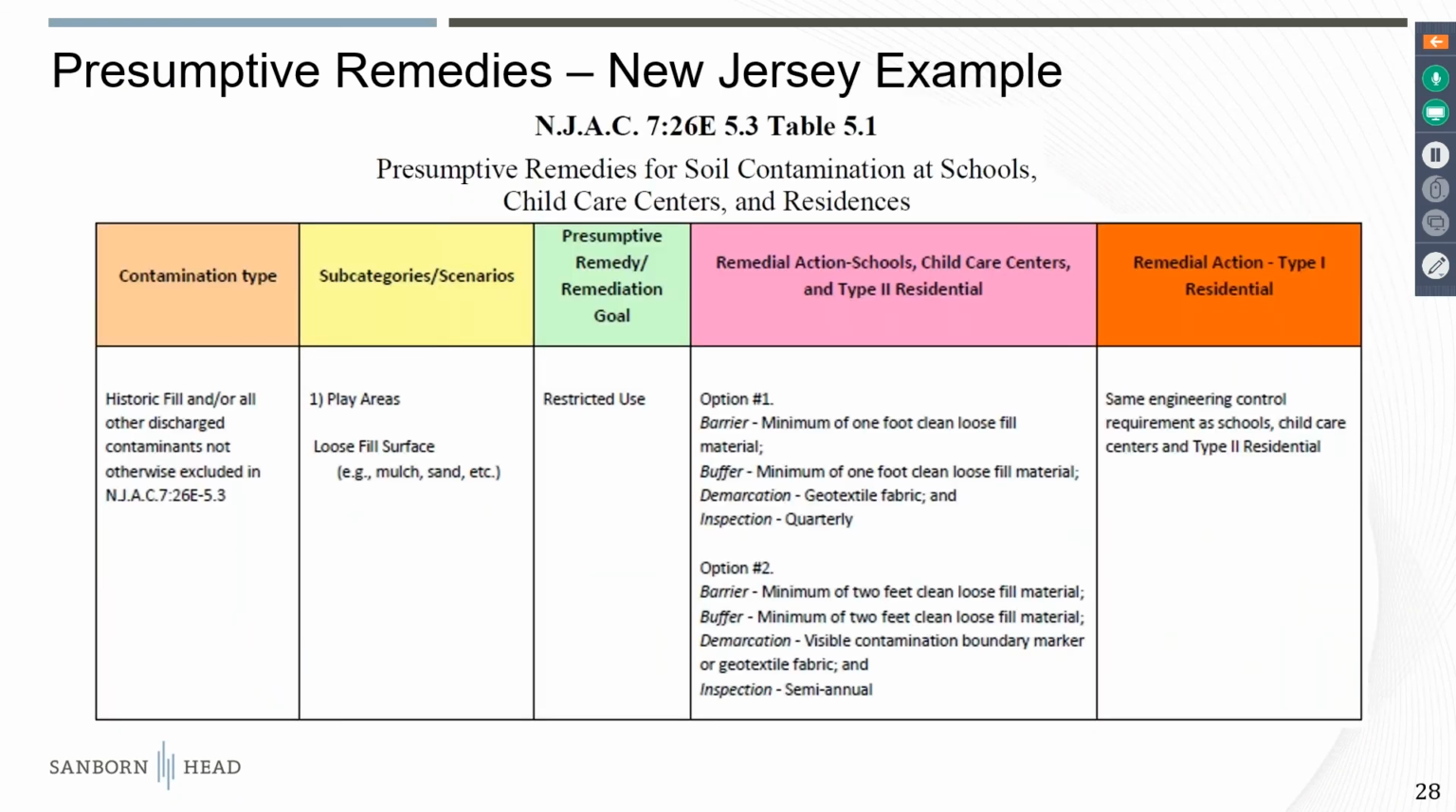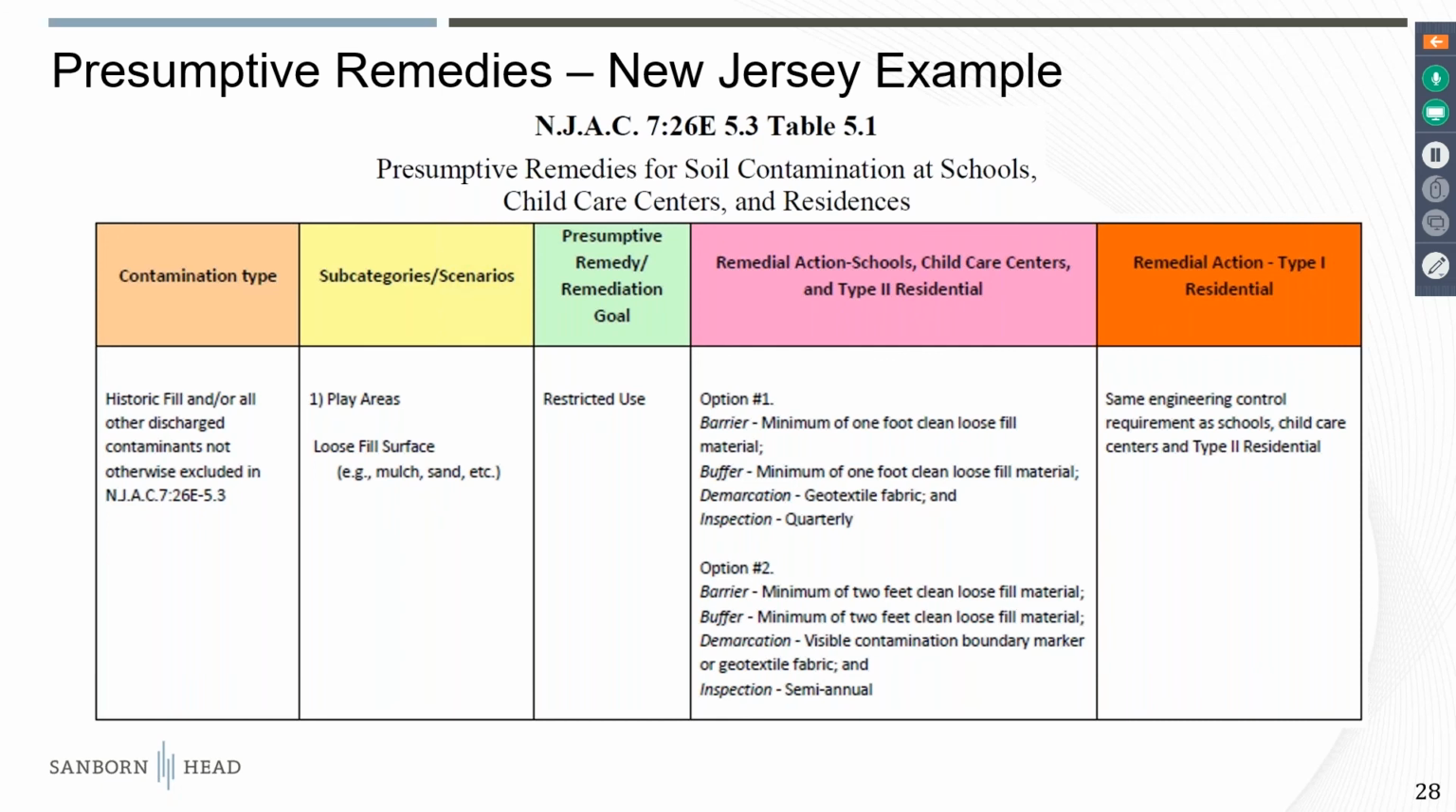And in addition to the federal level, some states also have their own presumptive remedies. This is an example from New Jersey. It's a presumptive remedy for soil contaminants at schools, child care centers, and residences. So it's very prescriptive. It's a very narrow situation. Actually, this table goes on quite a bit more. I just picked off a screenshot of a portion of it.